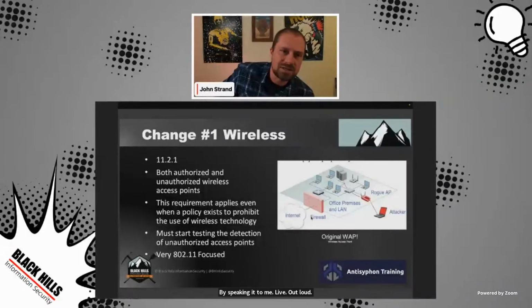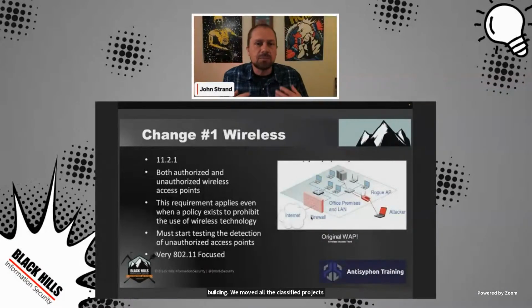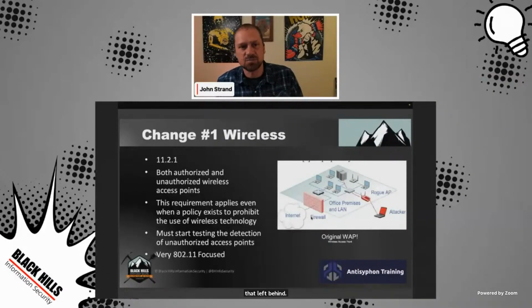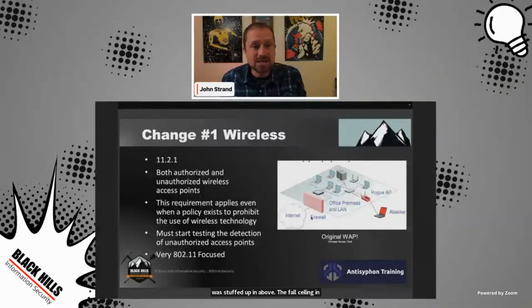The other one is CJ and I were decommissioning a SCIF building. We moved all the classified projects. Everything was out of it. And part of what we have to do is we have to sweep the building to find if there's any documents, computing devices, hard drives, things like that left behind. And sure as hell, we found a wireless access point that was stuffed up above the false ceiling in one of the rooms. Like crazy stuff. And that's an organization that's highly controlled, very, very secure. It should be very, very secure and very high risk. And we still did wireless audits and we still found situations where people had wireless access points and rogue wireless access points in that organization.